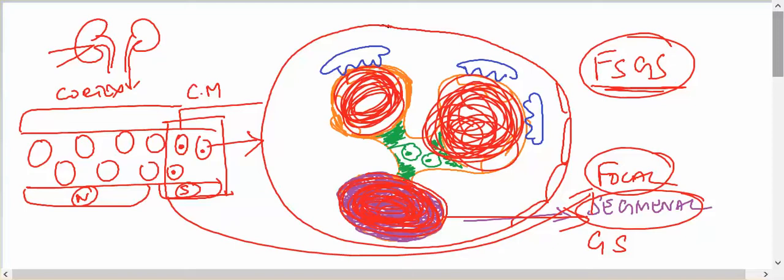So most commonly you see FSGS in a HIV patient, FSGS in an obesity patient, FSGS in a dyslipidemia patient, or the person who donated a kidney, living with one kidney. Okay, so in those individuals you will be seeing it, or any drug reaction, or family reaction, or the person is taking some drugs. So these are all the things you should keep in your mind.